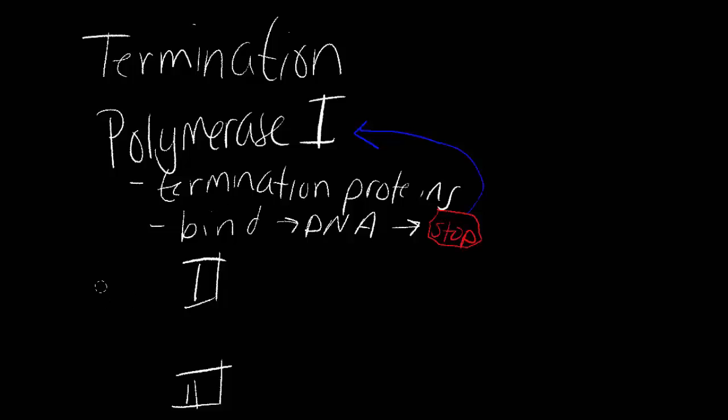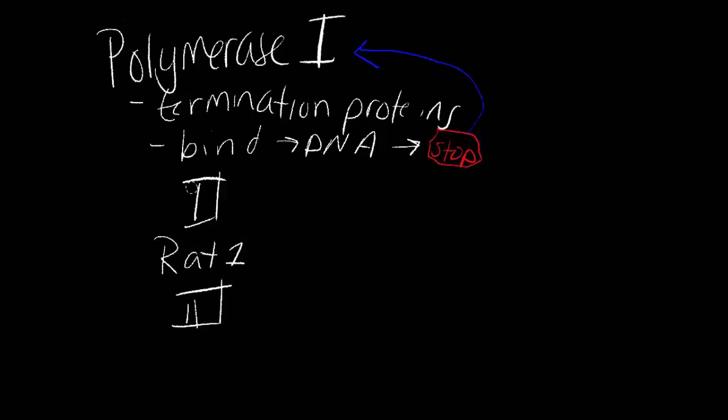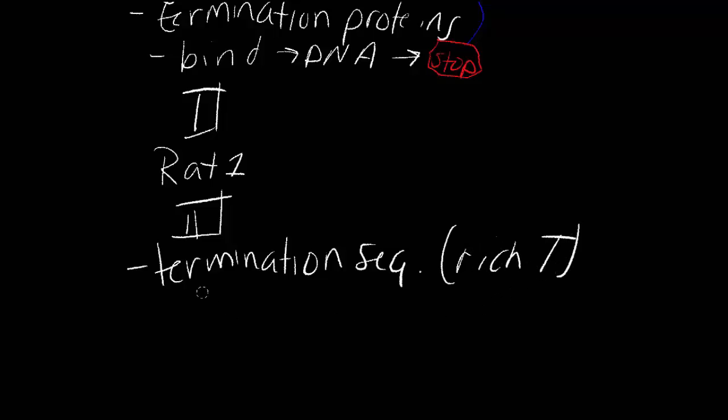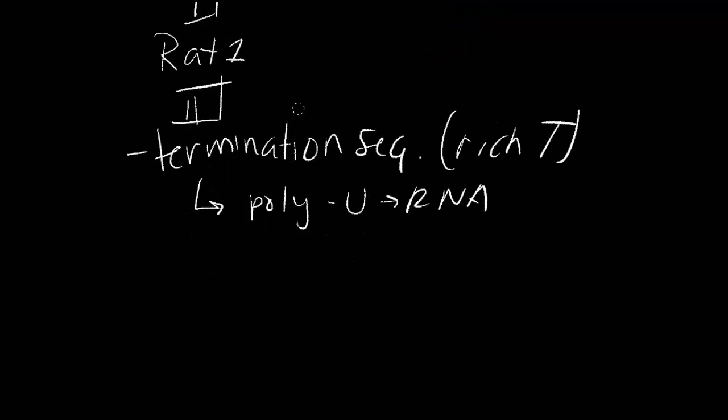But what about polymerase 2? Well, polymerase 2 is going to be a little different because it's going to require something called RAT1. And I will go into more detail on RAT1 a little later, because this is the one that is most studied and well known, so I'm going to be able to explain this one in more detail. And then we have polymerase 3, which is going to have a termination sequence in the DNA. And this termination sequence is going to be transcribed, which is going to be rich in thymine, and it's going to create a poly-U in the RNA that will terminate the whole transcription.